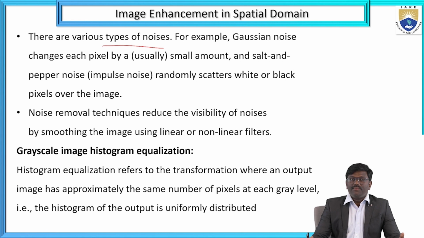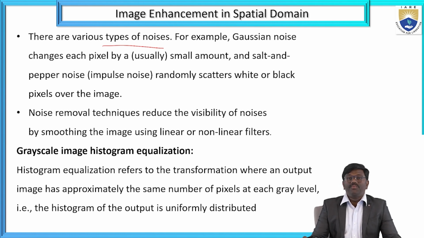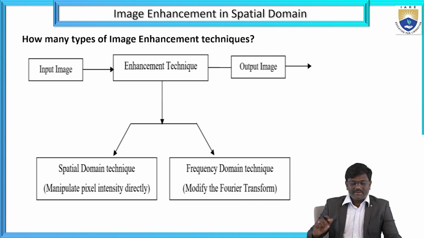So we simply have the definition of image histogram equalization: histogram equalization refers to the transformation where an output image has approximately the same number of pixels at each gray level. That does the major job, so the histogram of the output is uniformly distributed. That is what we have to understand from here.